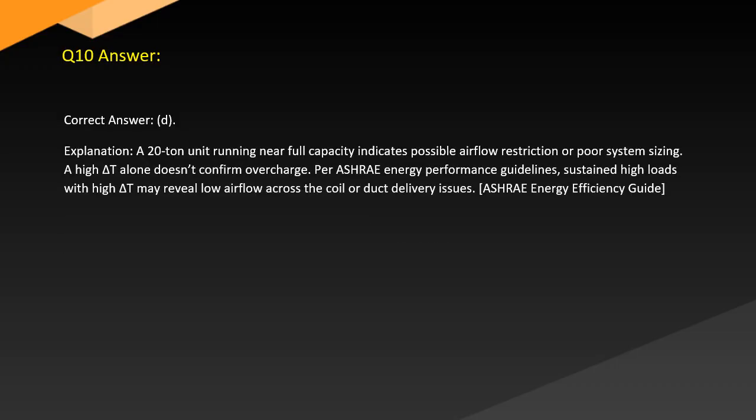Answer. Correct answer: D. Explanation. A 20-ton unit running near full capacity indicates possible airflow restriction or poor system sizing. A high delta T alone doesn't confirm overcharge. Per ASHRAE Energy Performance Guidelines, sustained high loads with high delta T may reveal low airflow across the coil or duct delivery issues. ASHRAE Energy Efficiency Guide.